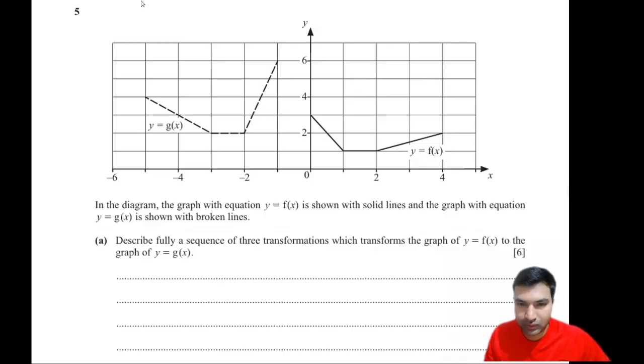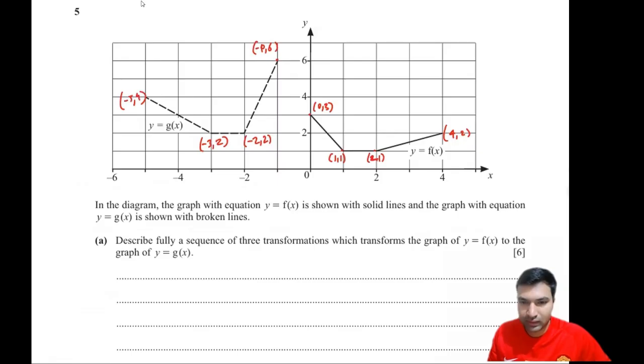One easy thing is you can always mark the points. It gives you a rough idea of how the transformation is. This point is (1, 1). This point is (2, 1). This point is (4, 2). Now, for the other graph, this is (-1, 6). This is (-2, 2). This is (-3, 2). And this becomes (-5, 4).